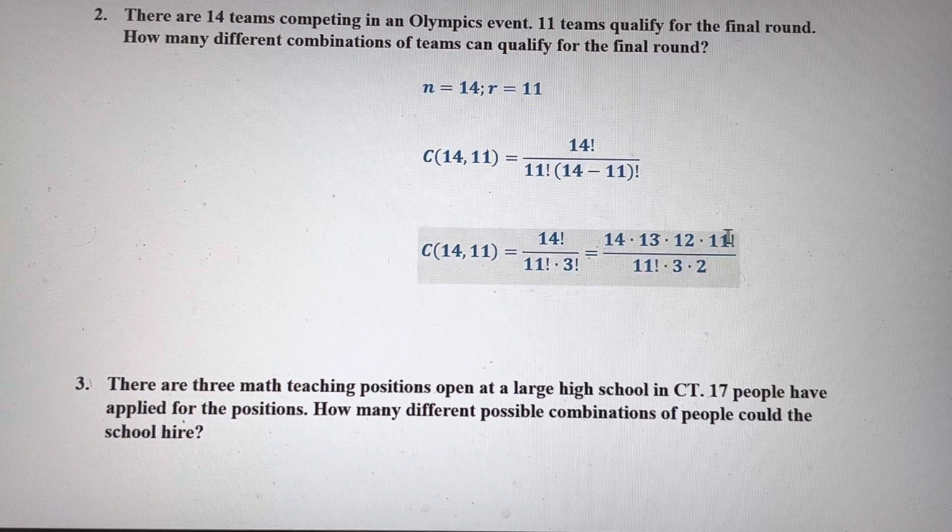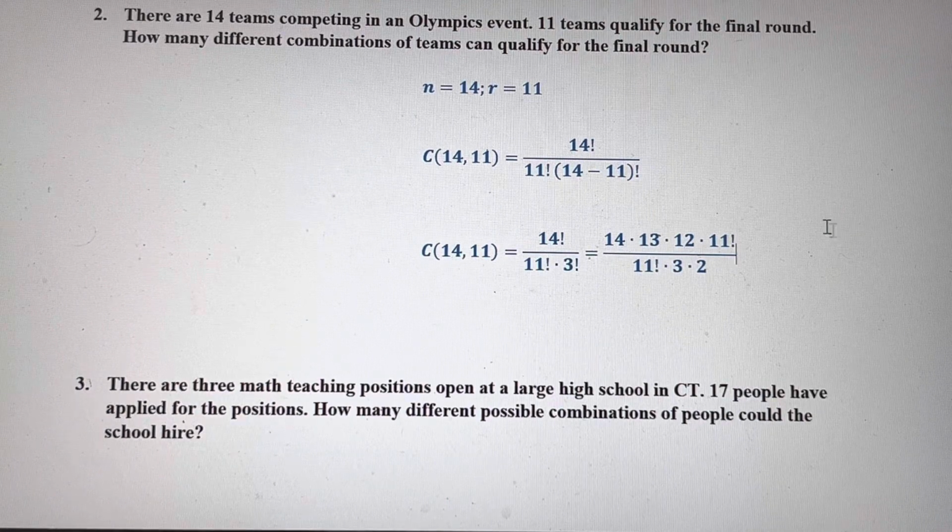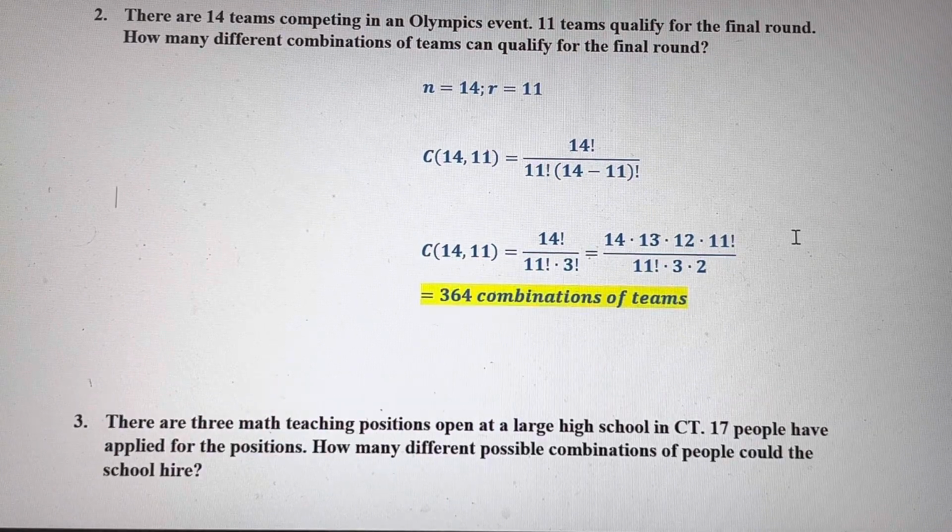So divide out the 11 factorials, those are gone. You could simplify, like 12 over 2 here would be 6, 6 over 3 here would be 2. So you can simplify there, but go ahead and multiply everything out. And there's 364 combinations of teams that could qualify for the finals.